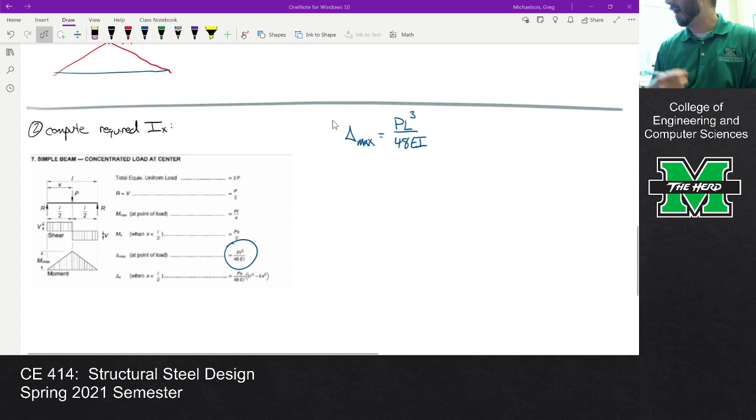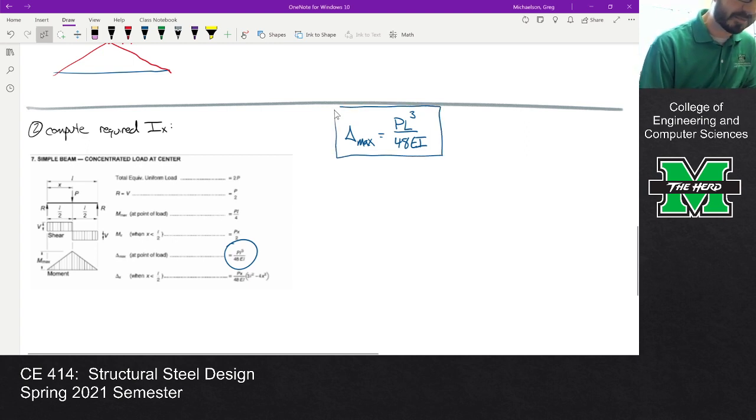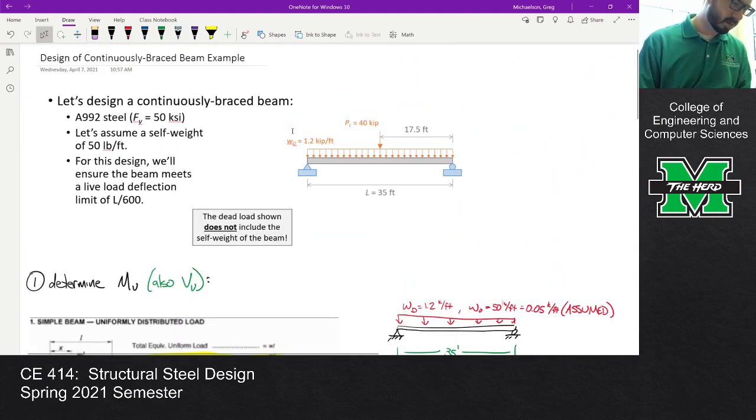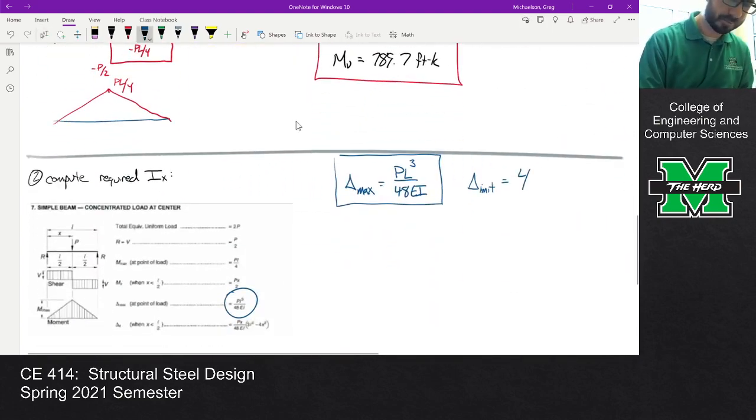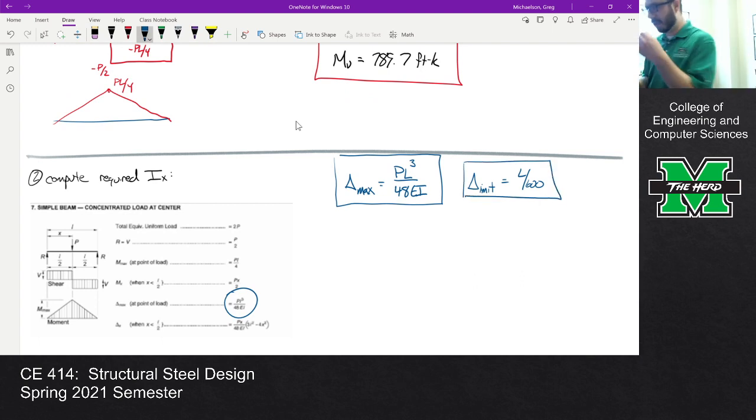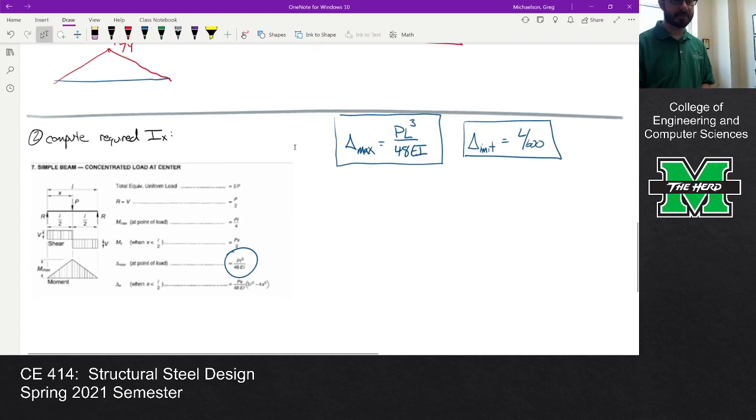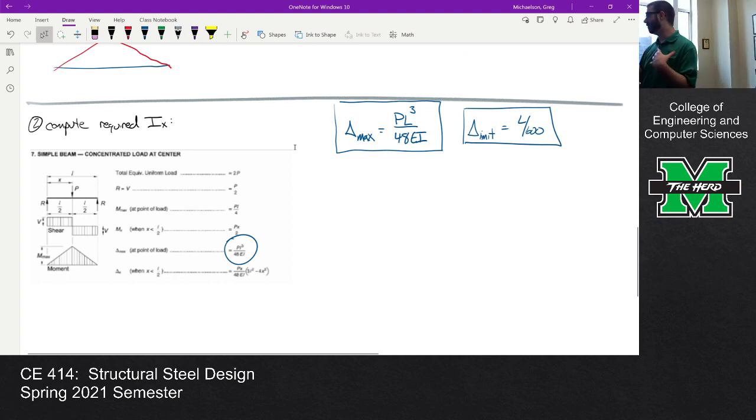Okay. So going back to this, here's the formula for maximum deflection. And we also know from the problem statement that our deflection limit is L over, and what was it? I think it was 400? 600. Okay. So let's take these one at a time, and let's chug through this carefully.